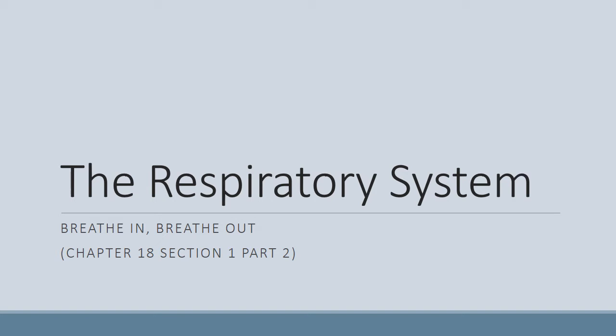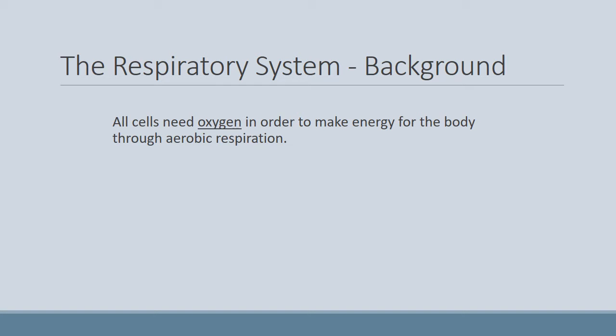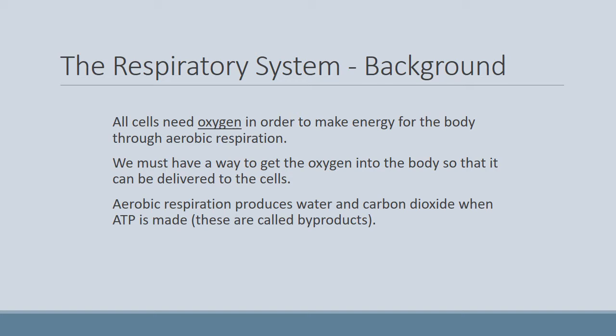Okay, so this takes us to the respiratory system. Some background information as to why you need this system would be as follows. Basically, all the cells in your body need oxygen in order to make the energy that they need through aerobic respiration. So we have to have a way of getting the oxygen into the body so that it can be delivered to the cells. Secondly, when aerobic respiration does what it does, it produces a couple of byproducts. It produces water and it produces carbon dioxide.